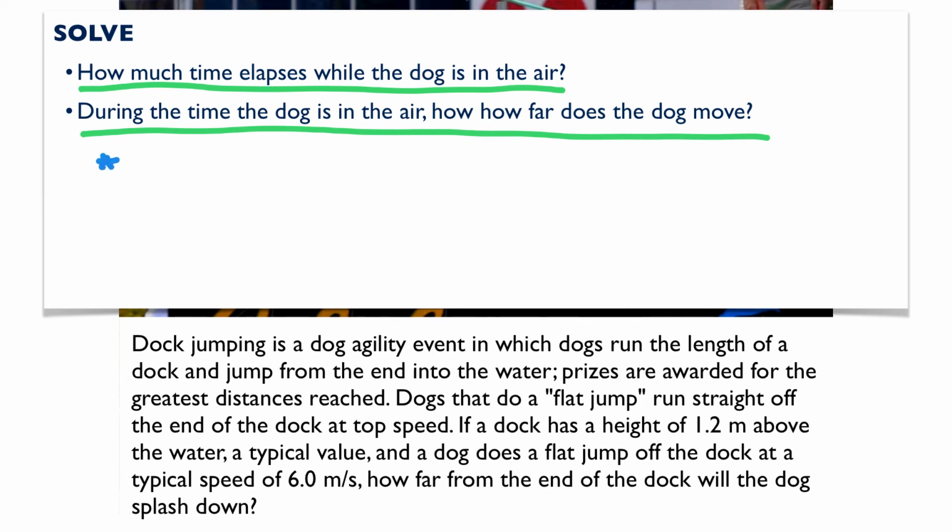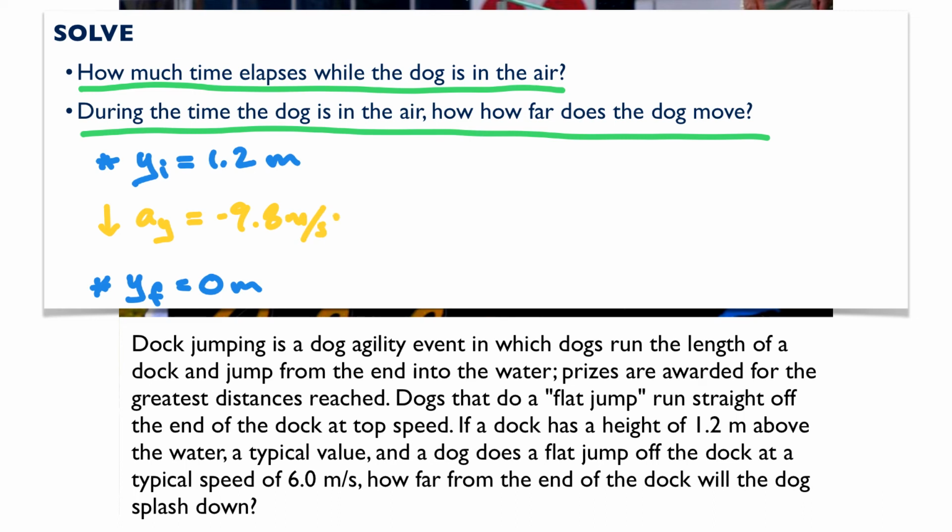Well, the dog is in free fall, and it starts at an initial height of 1.2 meters because the dock is 1.2 meters above the water. It finishes at a height of 0 meters. The dog splashes down, and in between those two points, it's accelerating with an acceleration of negative 9.8 meters per second squared. Now, vertical motion under free fall is a type of motion with constant acceleration. And so I can use this basic relationship.